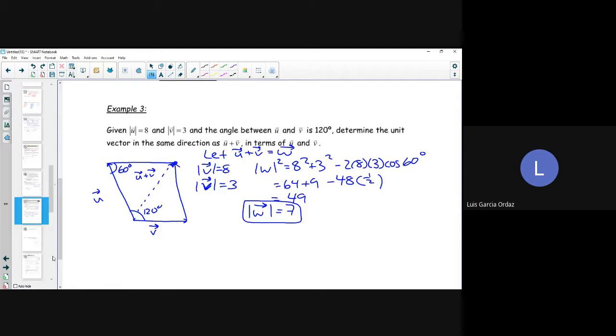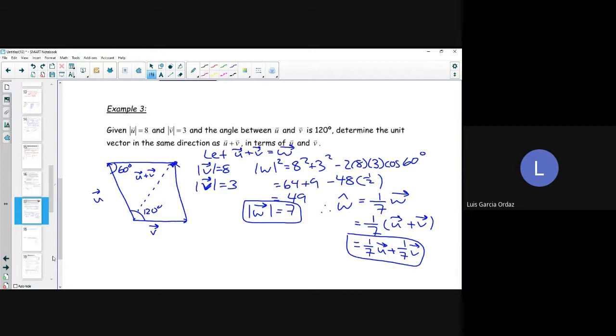Perfect. So now I can find u plus v in terms of a unit vector. So I know w hat is equal to 1/7 times my vector w. However, we know w is equal to u plus v, which means that my unit vector for u plus v is going to be 1/7 times vector u plus 1/7 times vector v. So that would be my unit vector for u plus v.